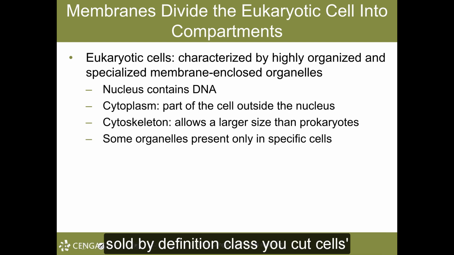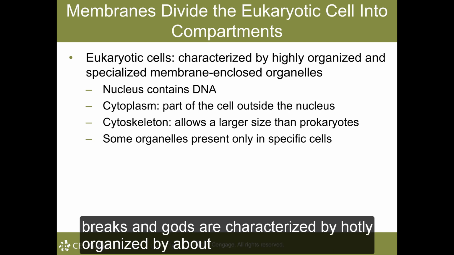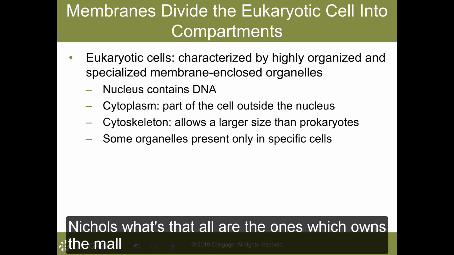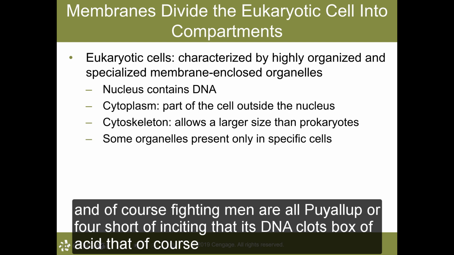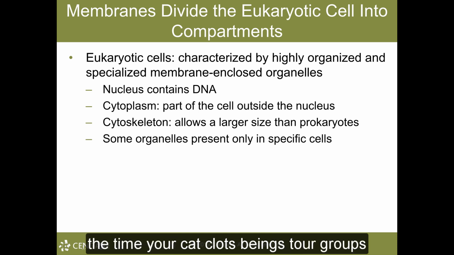So, by definition, class, eukaryotic cells are defined by the presence of membrane-bound organelles. I can't say it any other way. As it states in your text on page 83, eukaryotic cells are characterized by highly organized membrane-enclosed organelles. It includes that prominent nucleus, which contains the DNA. I hope you know by now that it's DNA, deoxyribonucleic acid, that is the hereditary material. So the term eukaryotic means true nucleus.